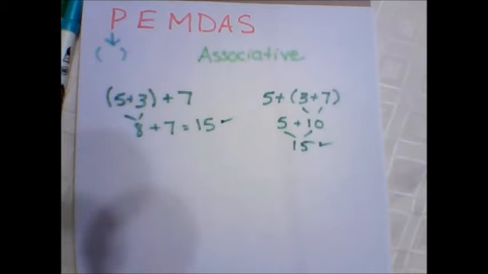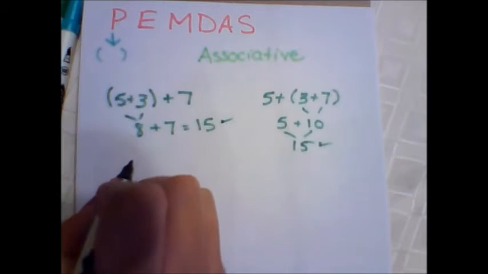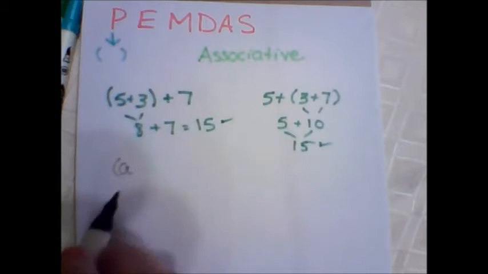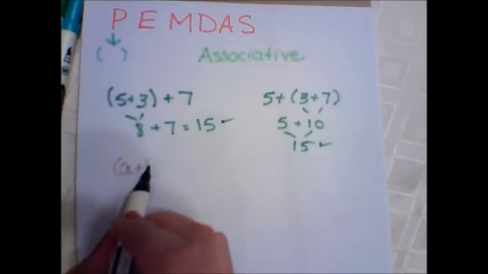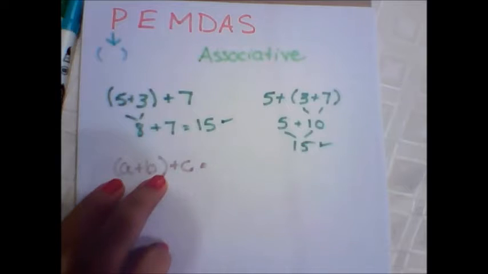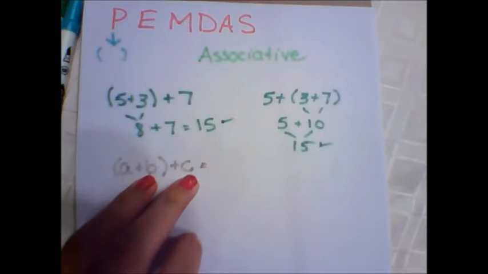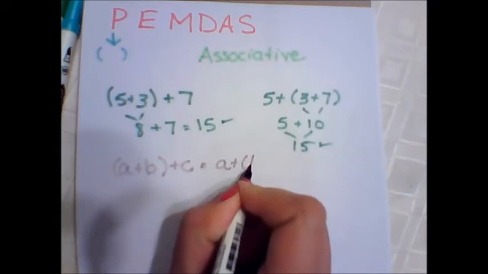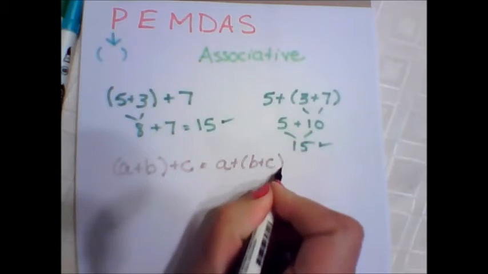When it comes to the algebraic version of this, let's pick 3 variables, A, B, and C. They're the first 3 letters of the alphabet. Let's look at this here. We know that the quantity A plus B, plus C, would be the same as if we move those parentheses to these two variables: A plus the quantity B plus C.